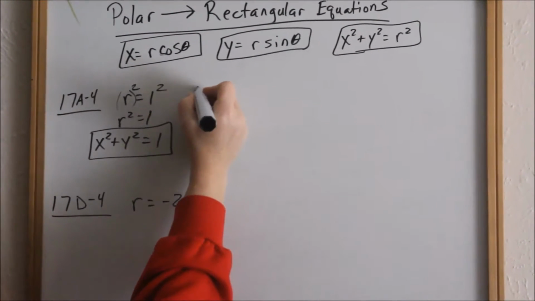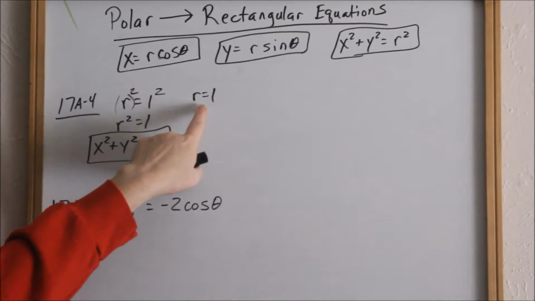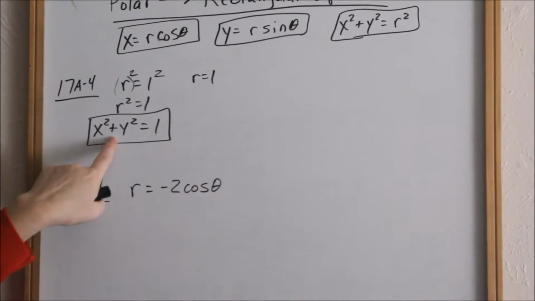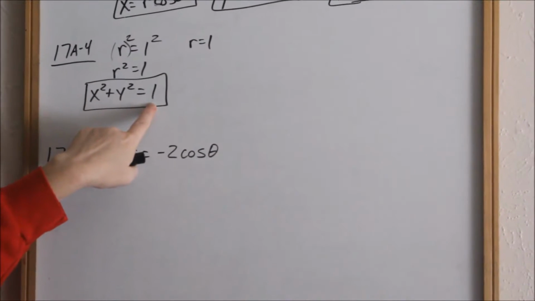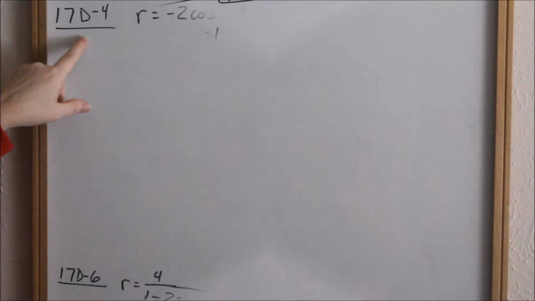The original problem was r equals 1. That's basically saying I have a radius of 1. That's what this is saying too. This is a circle with the center being the origin with a radius of 1. So these are saying the same thing, they're just in two different forms.